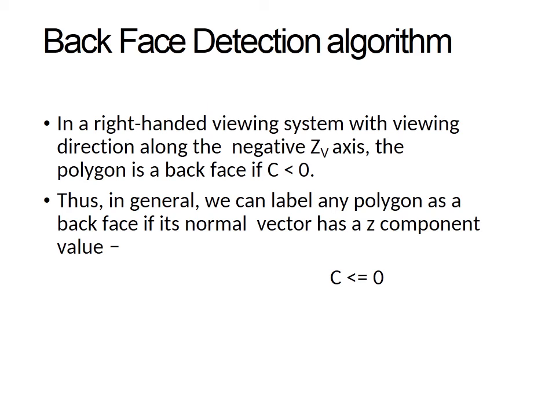So when we project 3D objects on a 2D screen, we need to detect the faces that are hidden. Back face detection is a fast and simple object space method for locating back faces. A point (x, y, z) is inside a polygon surface with plane parameters A, B, C, D if Ax plus By plus Cz plus D is less than 0.